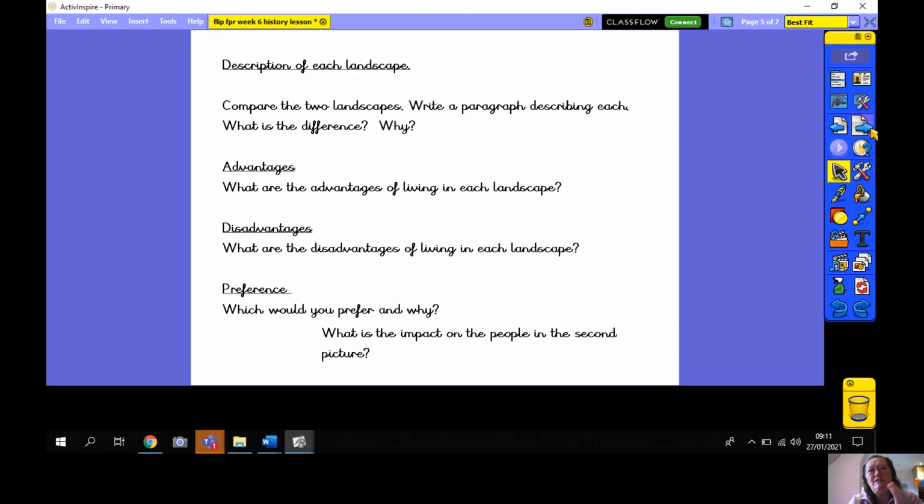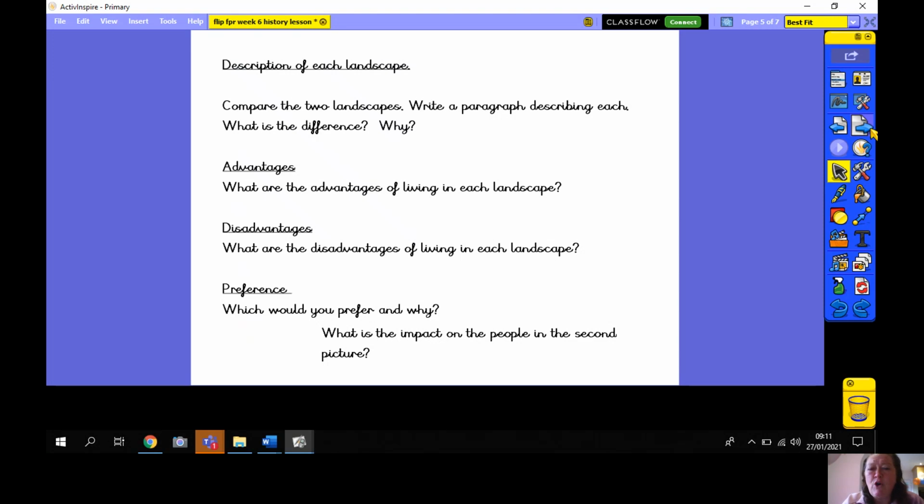When you've done that, I'd like you to say, this is your opinion, so no one can influence you here. Which one would you prefer to live in and why? And then this is really getting to the heart of what we're looking at today as our objective.